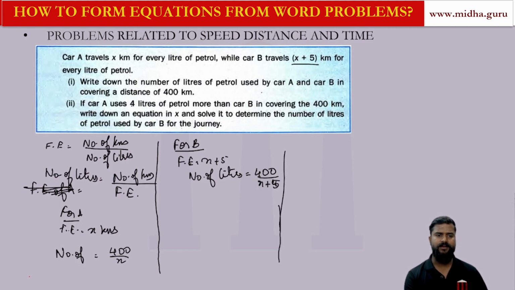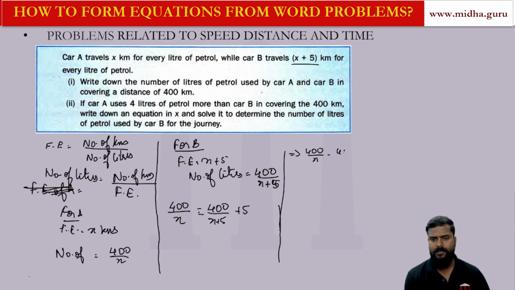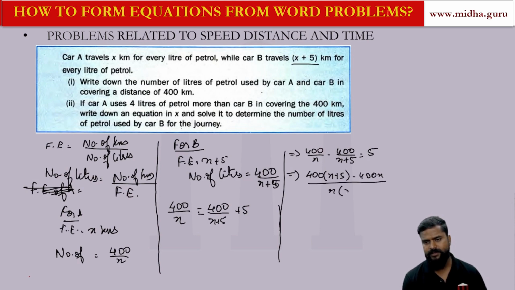Now it says if car A uses 5 liters of petrol more than car B, then write down an equation, which means that the petrol used by A is equal to the petrol used by B plus 5. We bring this term to the other side, we get 400 by x minus 400 by x plus 5 is equal to 5. Then we take the LCM, we get 400 into x plus 5 minus 400 into x by x into x plus 5 is equal to 5.